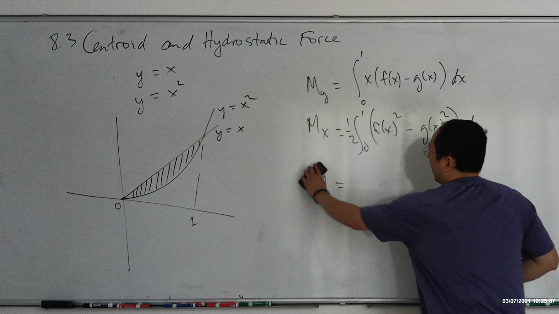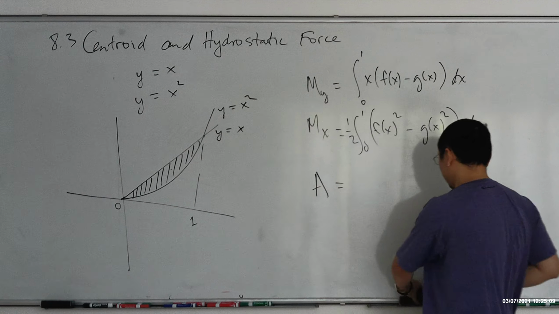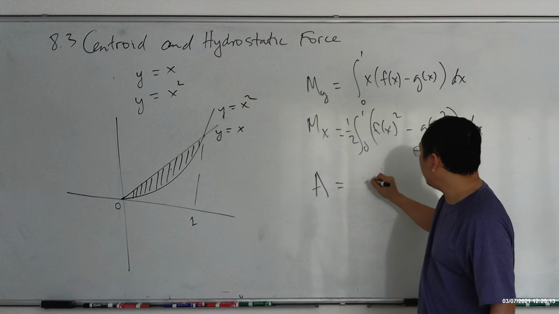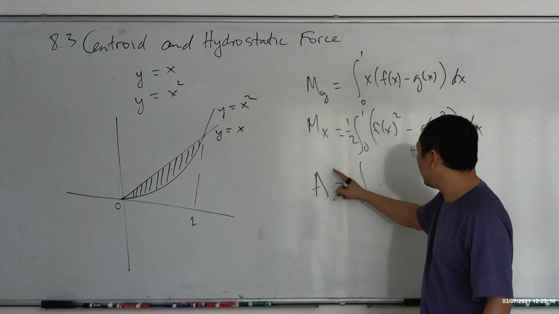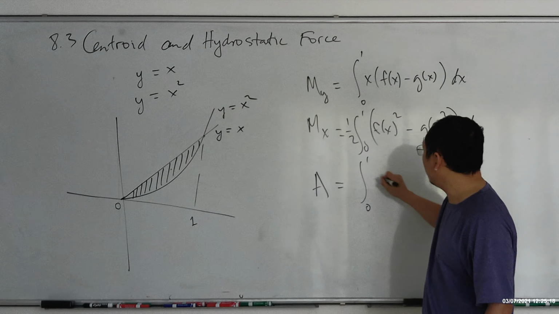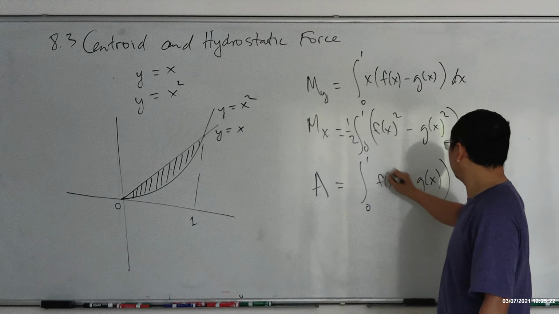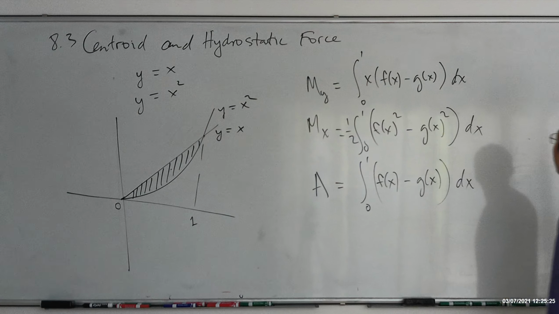Oh, A, I mean, it's A because it's not m. Yes, you have to multiply by the density to get m. So, A here stands for area, yeah? Integral from 0 to 1, f of x minus g of x dx. Okay?